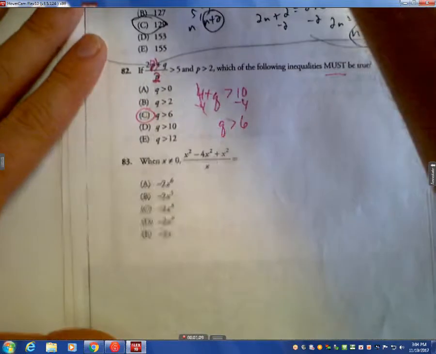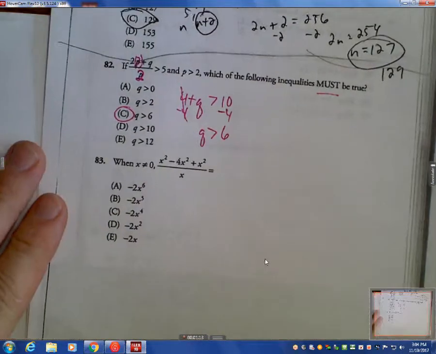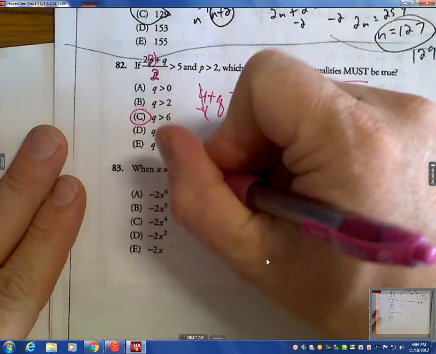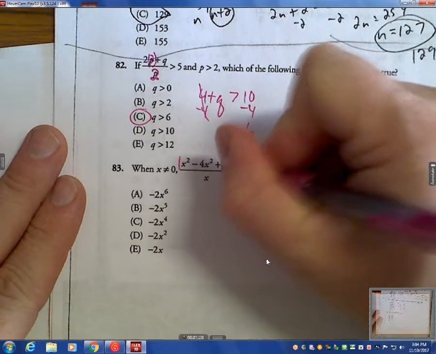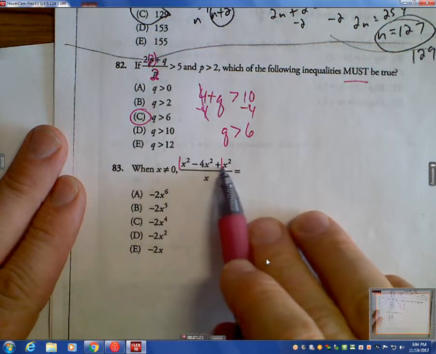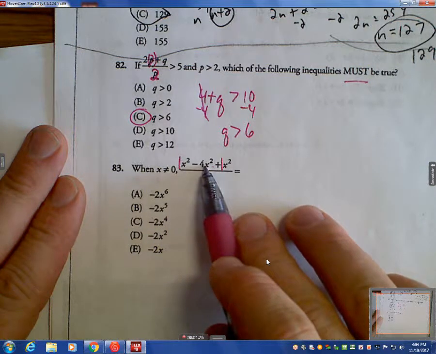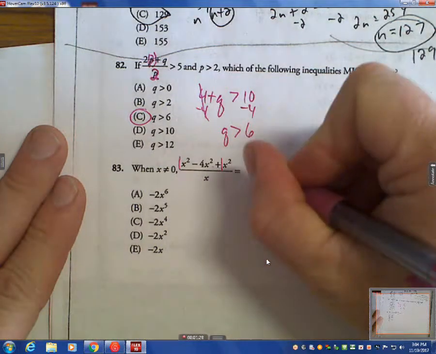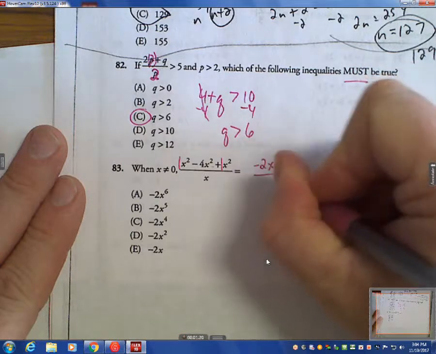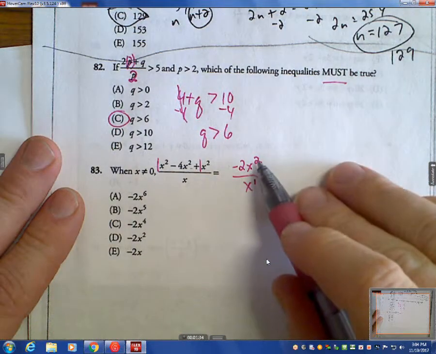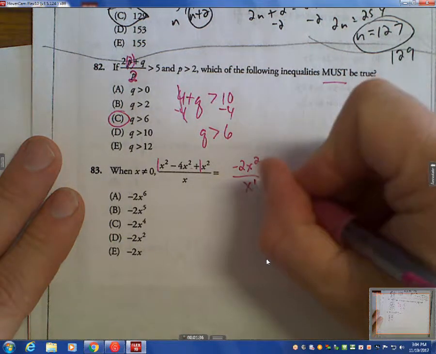Next one. This one is fairly easy. Now notice, when we're dealing with something like this, we have 1x squared minus 4x squared plus 1x squared. If I combine all my like terms on top, 1 minus 4 is negative 3. Negative 3 plus 1 is negative 2. So we got negative 2x squared over x. Whenever we're dealing with exponents, we subtract. 2 minus 1 would give me x.